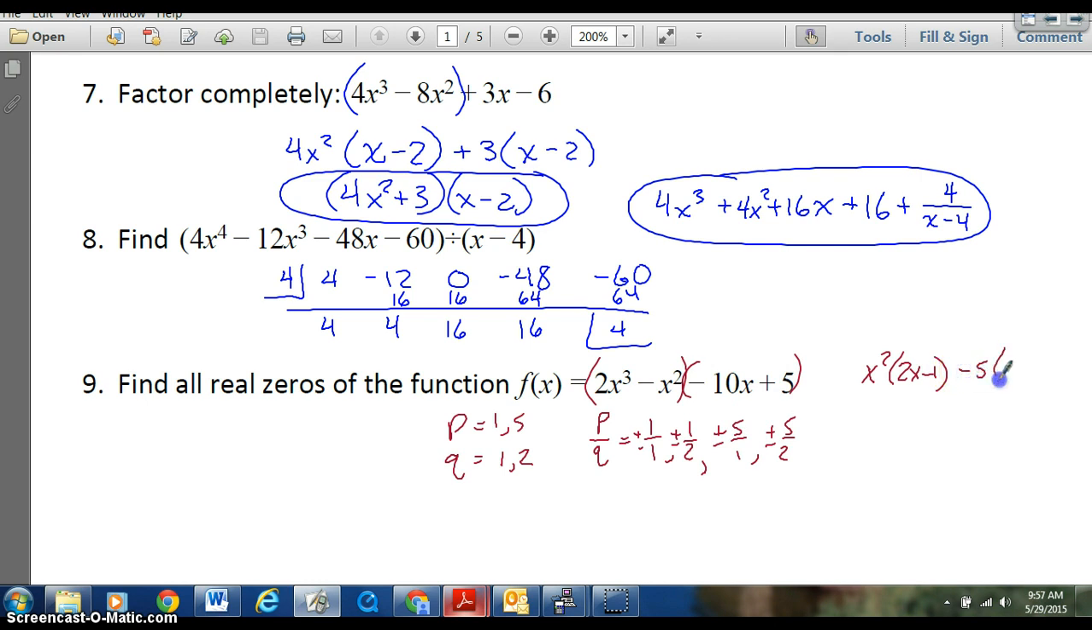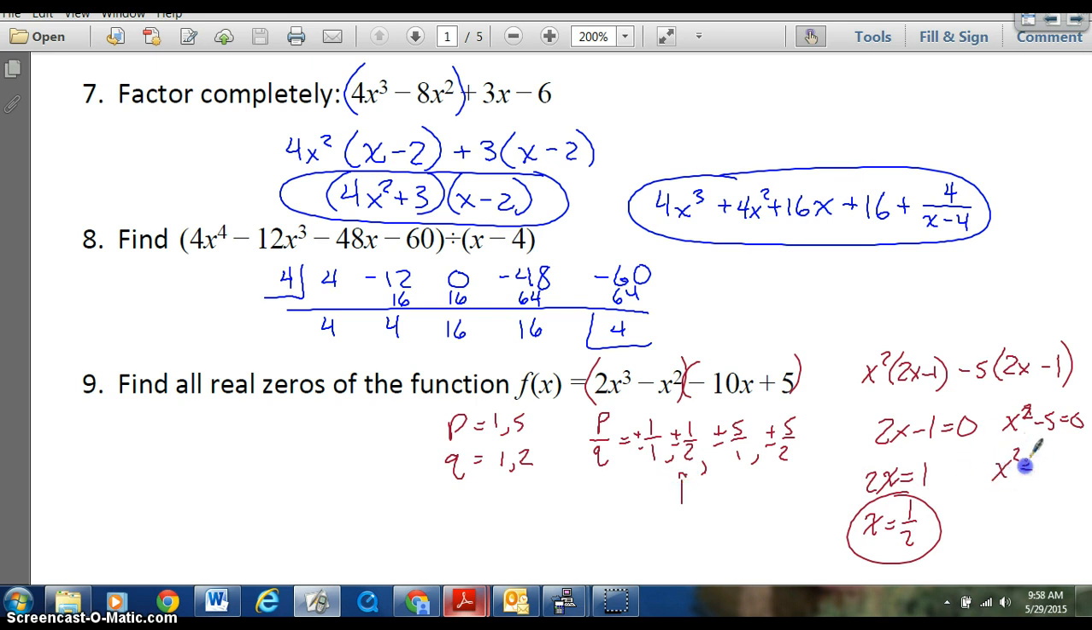Leaves me with 2x minus 1. So 2x minus 1 gets pulled out. X squared minus 5 is equal to 0. So you can see this is going to be 2x equals 1, x is equal to a half, which was on my list here. Over here, though, these are going to be irrational answers.